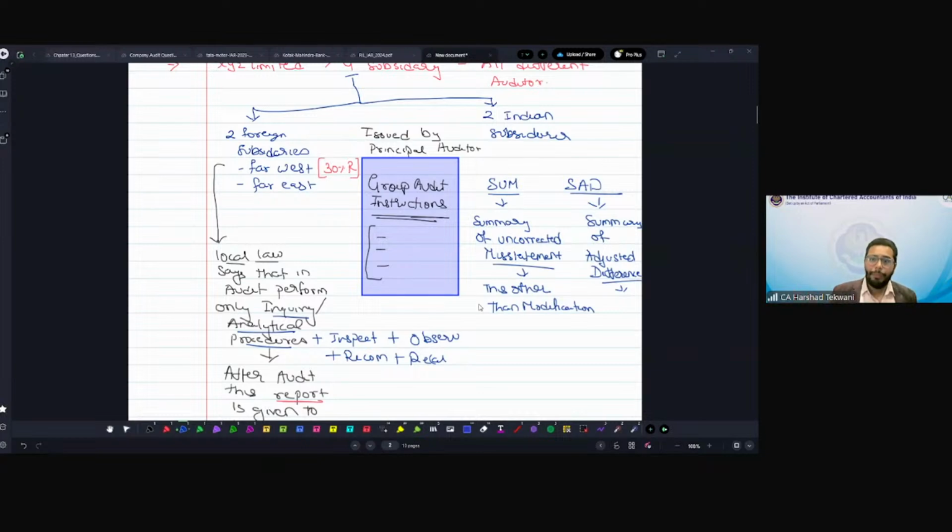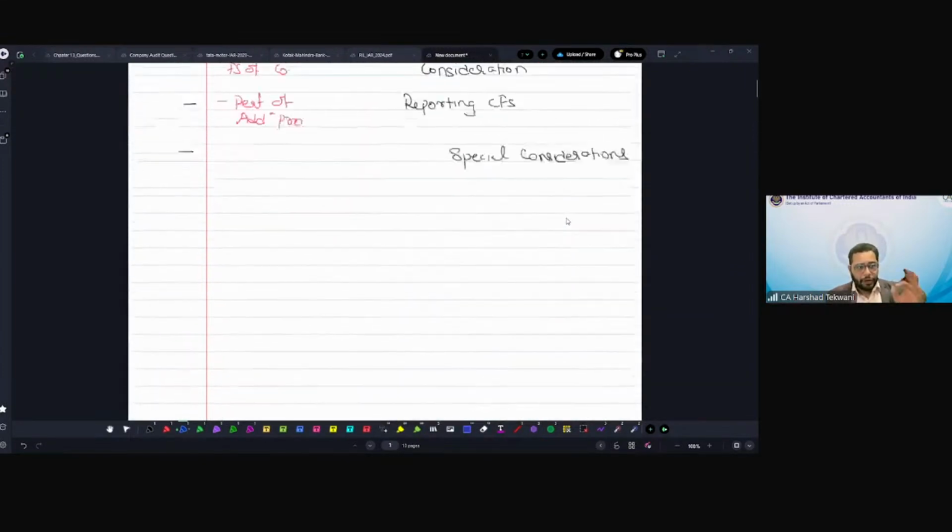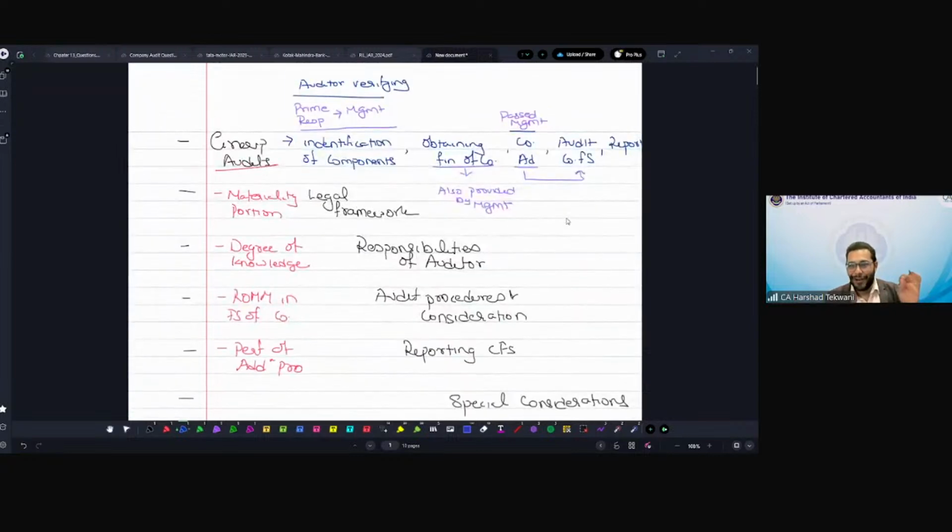So this is how things practically happen on the ground. When you actually perform group audits, you might hear the terms group audit instructions and SUM and SAD, and now you might understand what these documents are. So that was the introduction of the first part, group audits. Now, coming to the next point, legal framework.